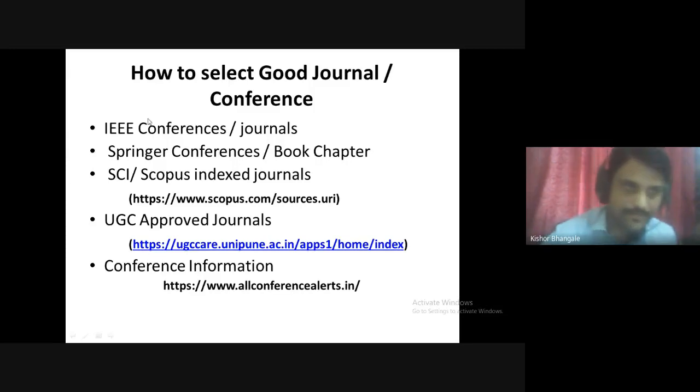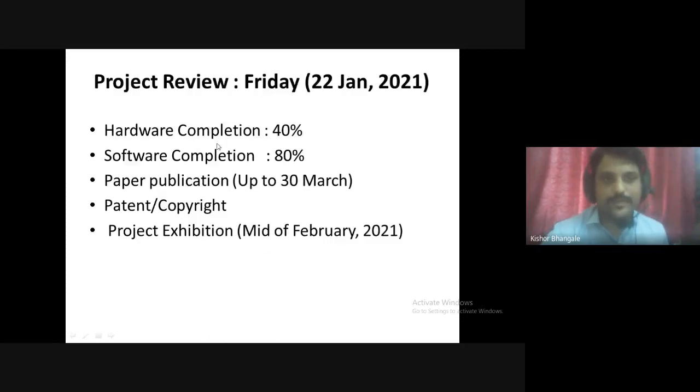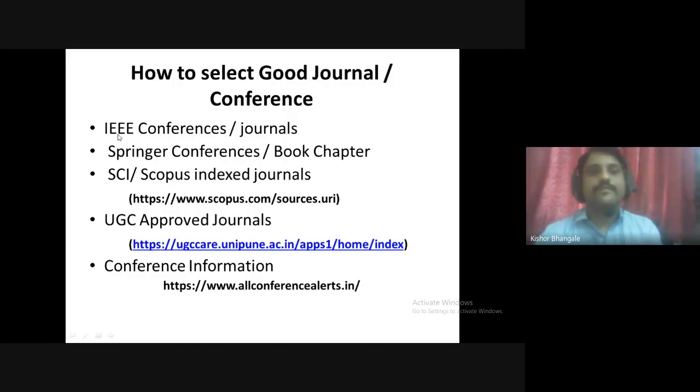You can find which journals are SCI listed and Scopus listed from this website. Then the Government of India, through Savitribai Phule Pune University, has made a list of journals. Those are the journals approved by the University Grants Commission. The journals are available on this link, ugccare.unipune.ac.in. These journals are considered valid publications for the student, for the faculty, and for the researcher.